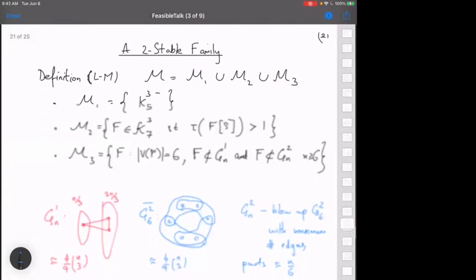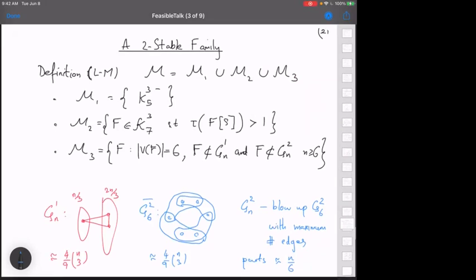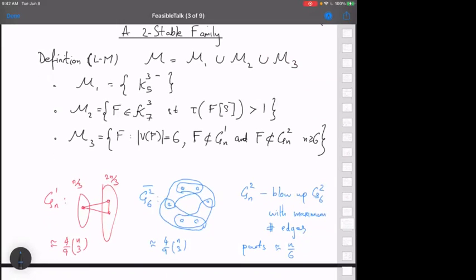And so the question was, back to the straight hypergraph Turán problem and Simonovits-Erdős stability: is there a two-stable family for hypergraphs? And the answer is yes. That's the theorem we proved. This is too complicated to see, but there is some family. It's called M. It's finite. It's made up of three different parts.